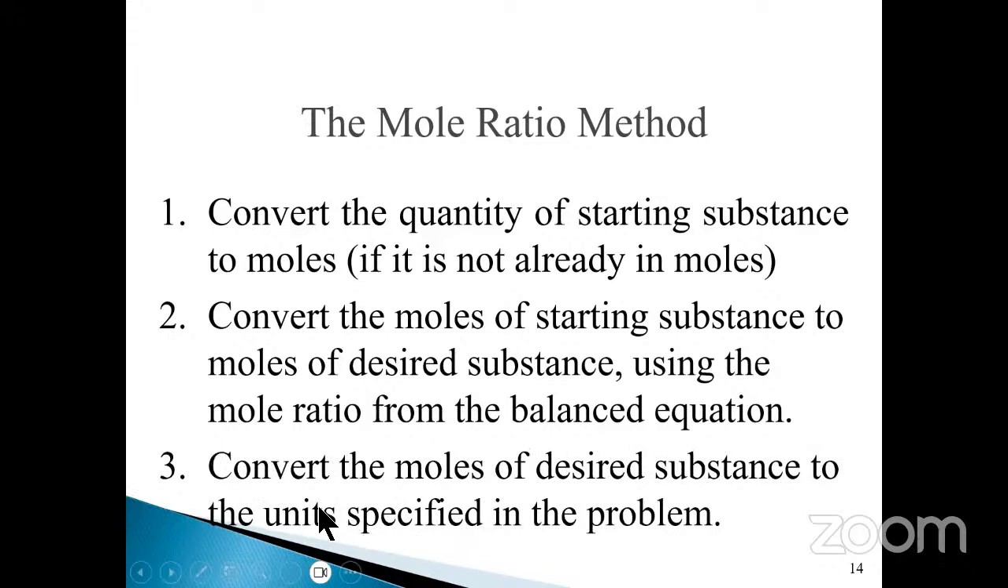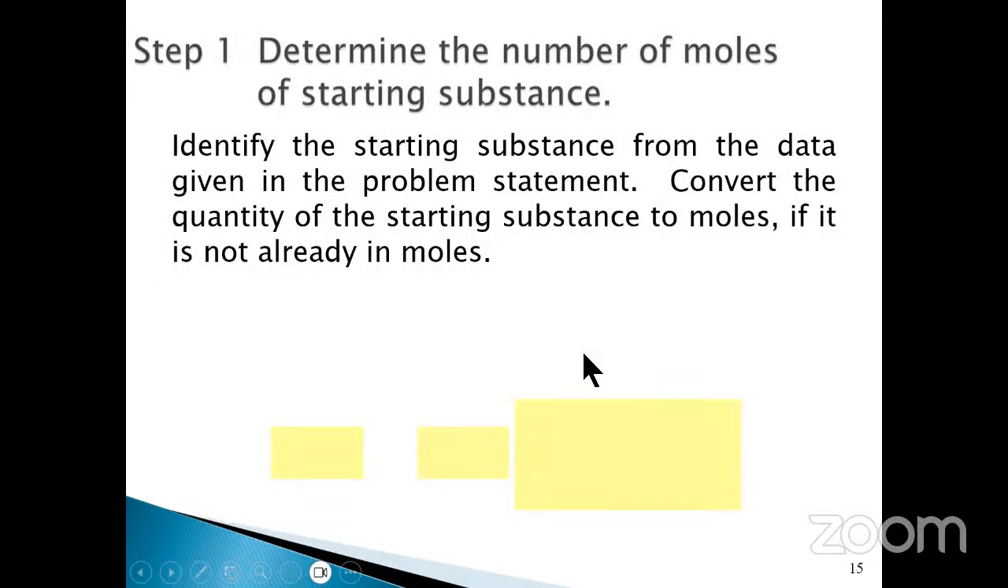And then, again, if necessary, you may need to convert the moles of the other substance into the units specified in the problem. So for example, if the question says you want to find the grams of the other substance, then you have to convert the mole value that you calculated from step 2 to grams, all right? And we all know how to do that, and we're going to see some more examples of that shortly.